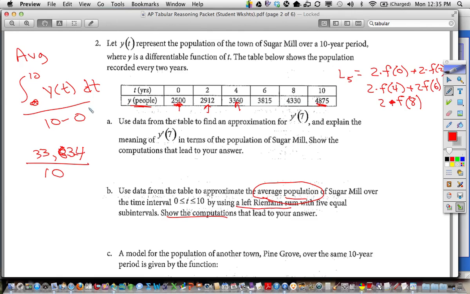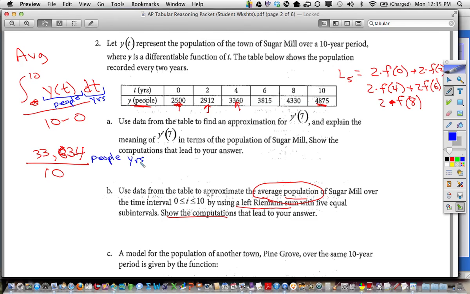I want to talk units for a minute. What are the units on this 33,000 number? People times, what are the time units here? Years, right? Now think about this. What are the units on f? People, right? What are the units on dt? Years. So this is 33,834 people years. Right? That's what it is. I mean, it's not a very meaningful unit, but there are units like that.